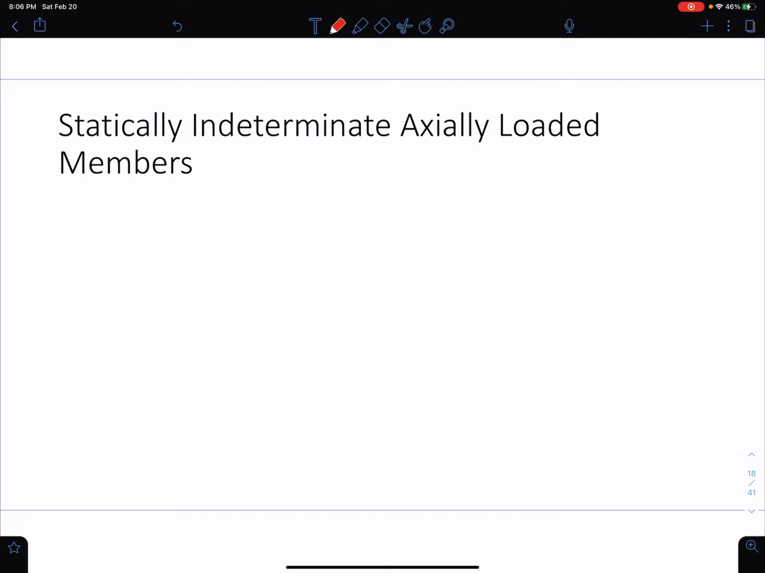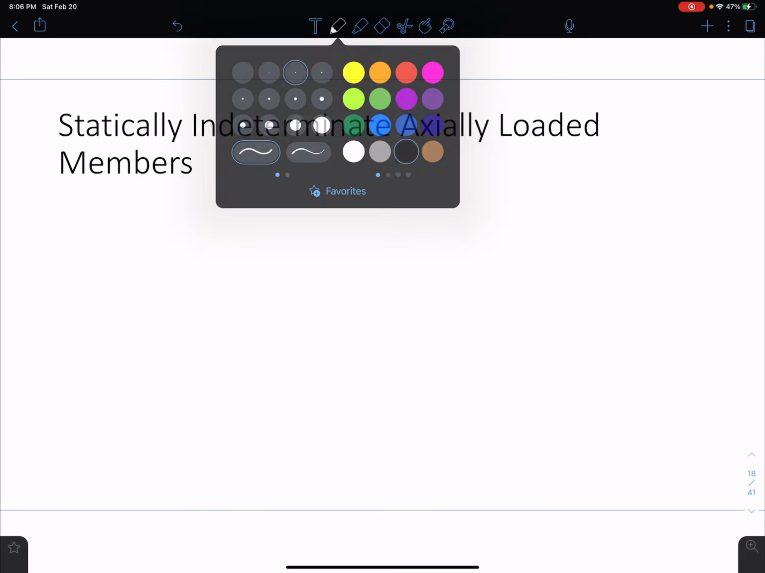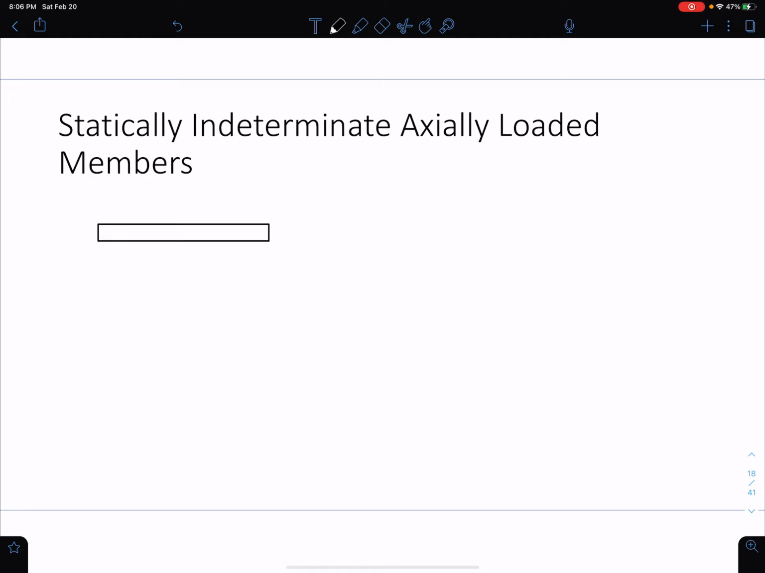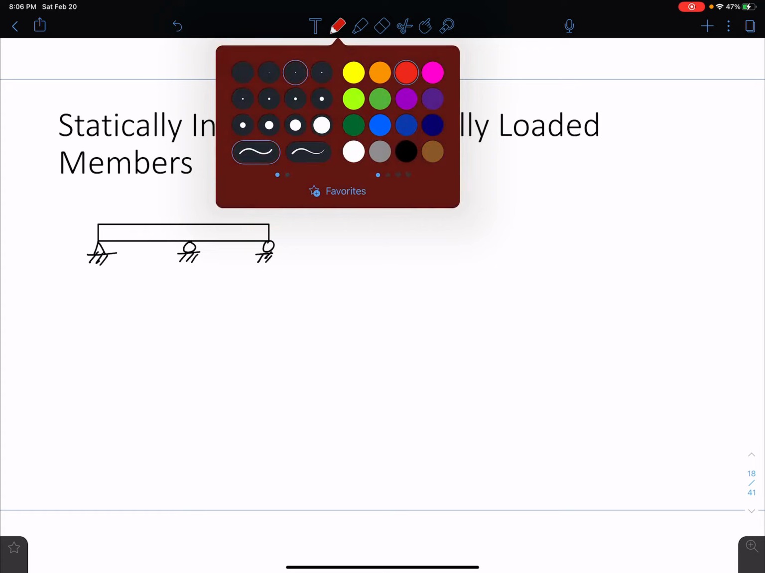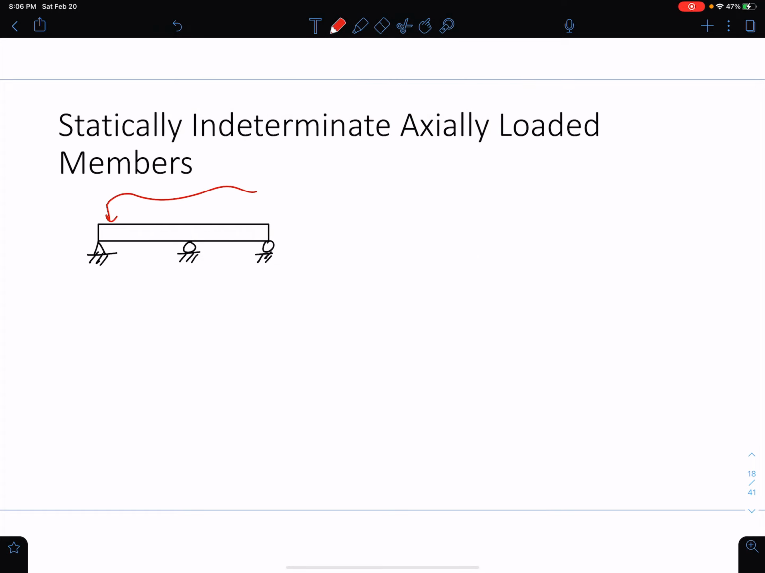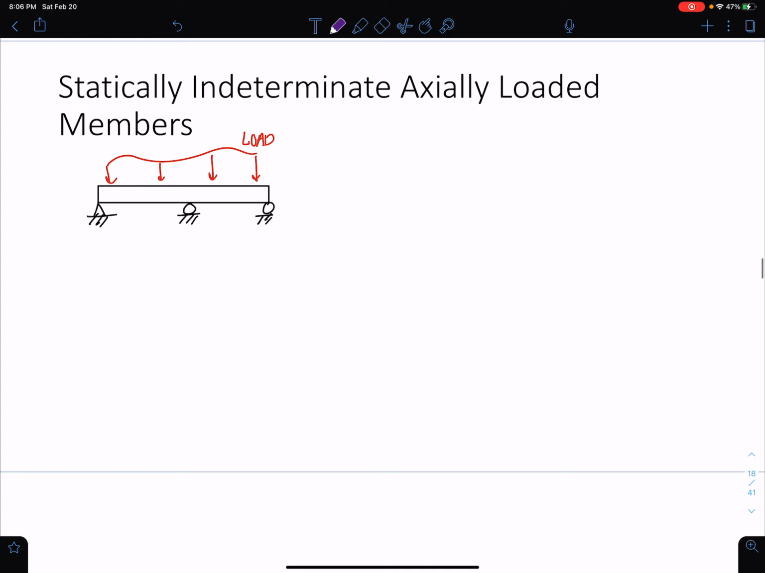So, statically indeterminate members. Before we get into this, I want to talk about what a statically indeterminate member is. Let's say we have some kind of system. Let's say this is a beam, and on this beam we have a pin, a roller, and another roller, and we have whatever kind of loading on this system. If we were to count how many unknowns we have: 1, 2, 3, 4 unknowns, right?